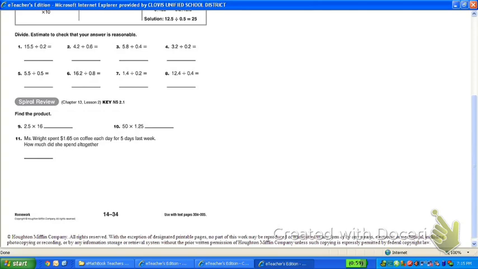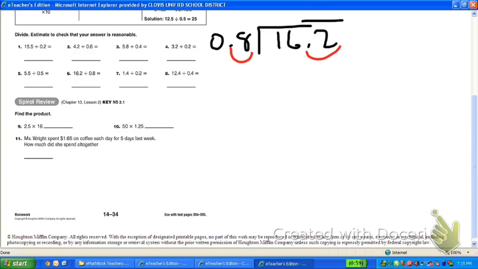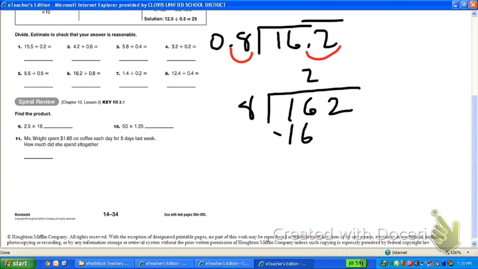Number 6, 16.2 divided by 0.8. Move the decimal over one time, and one time here. So your new problem is 162 divided by 8. And 8 goes into 16 two times. 8 goes into 2 0 times. It can't go into 8, or into 2. So I have to add my decimal point and a 0.